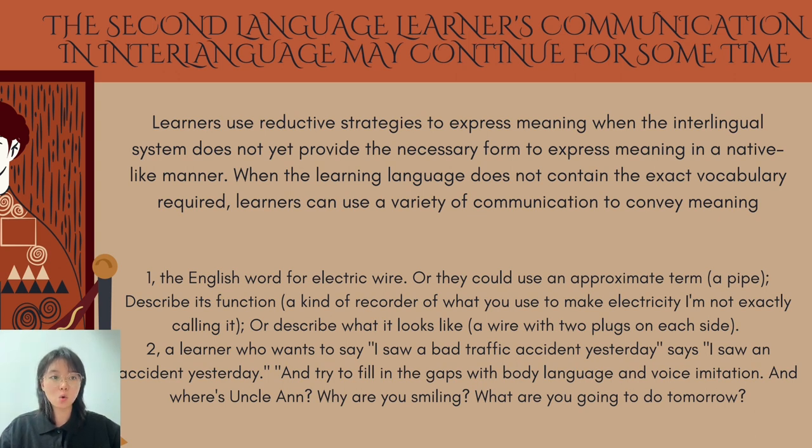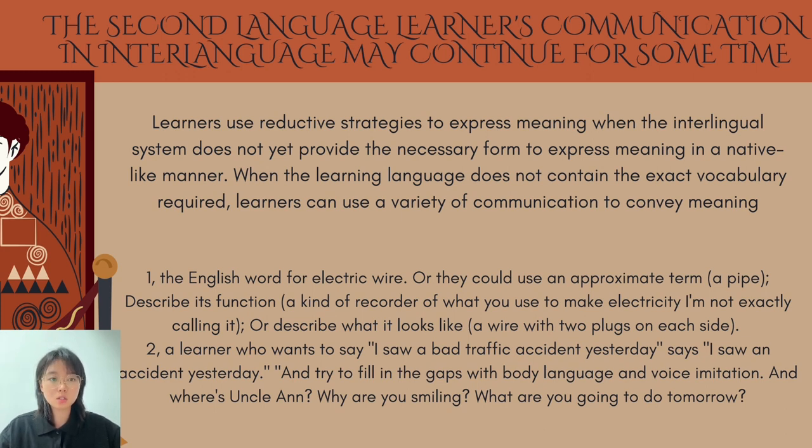Second, a learner who wants to say, I saw a bad traffic accident yesterday, says, I saw an accident yesterday, and tries to fill in the gaps with body language and voice imitation. And, where's Uncle Anne? Why are you smiling? What are you going to do tomorrow? However, the omission of linking verbs may be due to the learner's cognitive immaturity and inability to grasp the minor details of speech, such as the contractions of is and are.